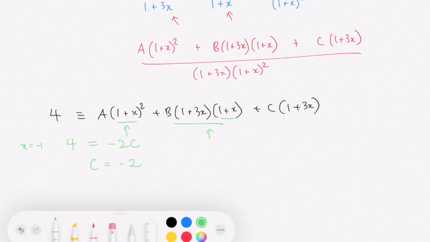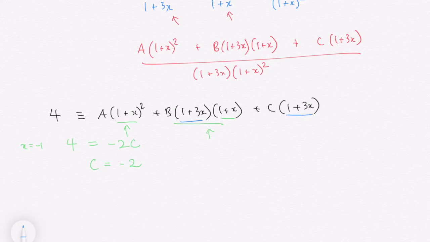So now we need to think about what other values of x might be good. Well, notice that if x is negative a third, both of these two brackets are 0, so both of those terms would be 0. So letting x equal negative a third, we get 4 is equal to A lots of 1 plus negative a third, so 2/3 squared. So 2/3 squared is 4/9. The next two terms are 0, so 4 is equal to 4/9 of A. Well, that gives us that A is equal to 9.